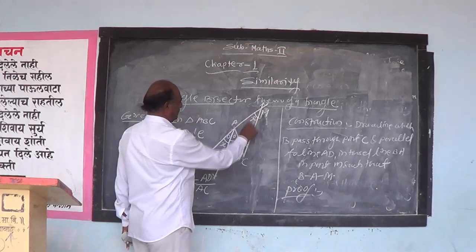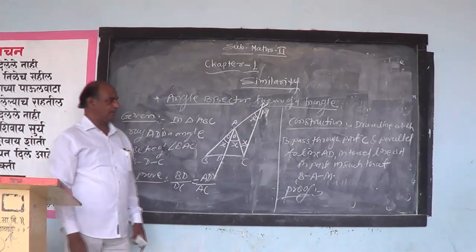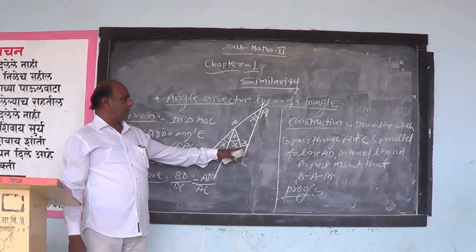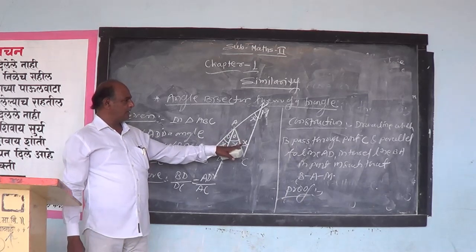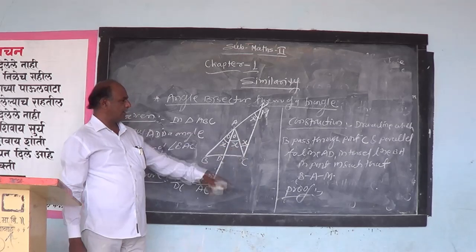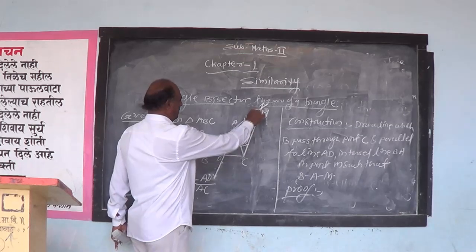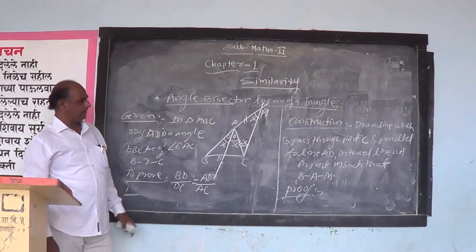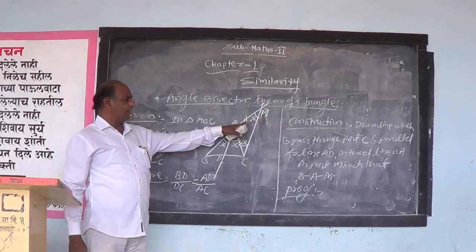angle AMC and angle ACM are congruent. And when those two angles are congruent, then by the converse of the isosceles triangle theorem, the opposite sides of those two congruent angles are also congruent, meaning side AM is congruent to side AC. So here we get that two sides are congruent.